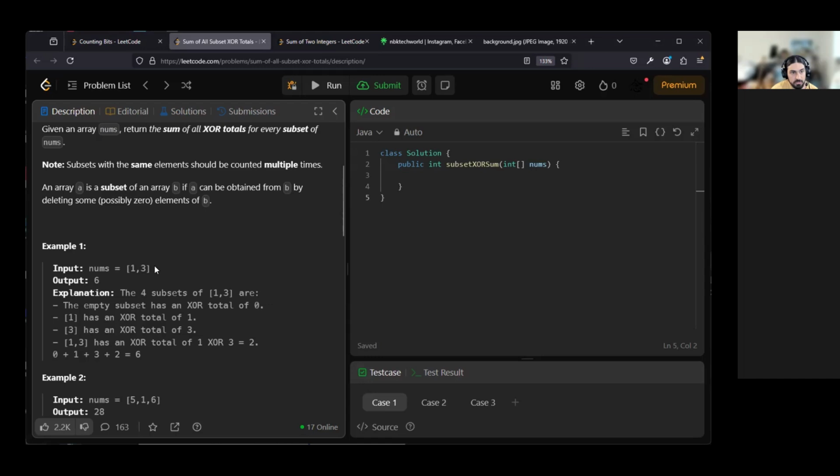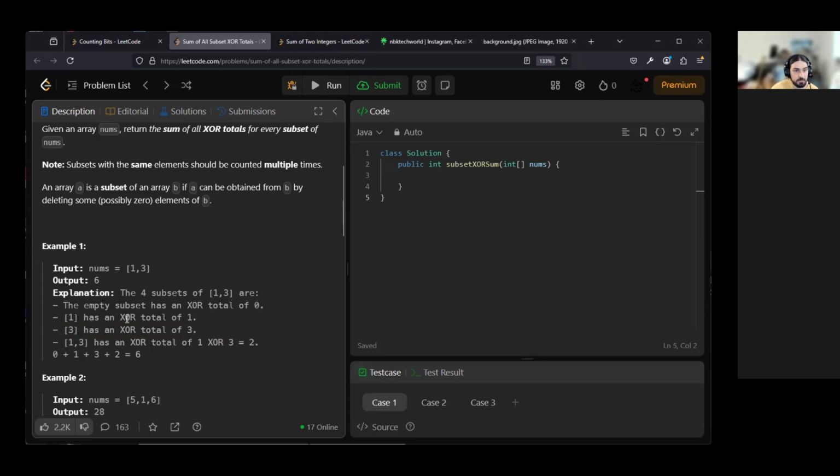So if you take all the subsets, to find how many, you take 2 to the n. In this case, n equals 2, so it's 4 subsets, right? The 4 subsets of 1, 3 are the empty one, just the 1, just the 3, and then the 1 and the 3.